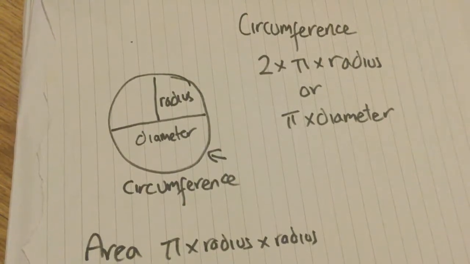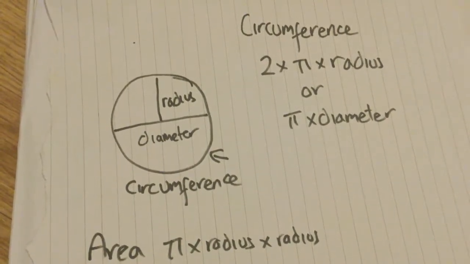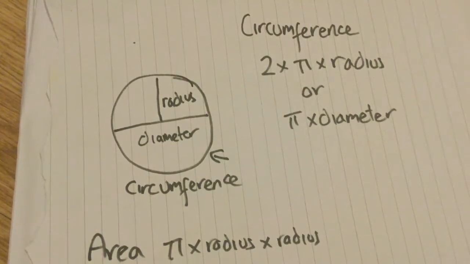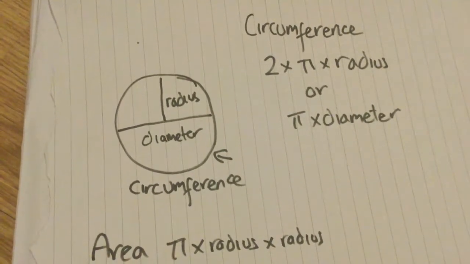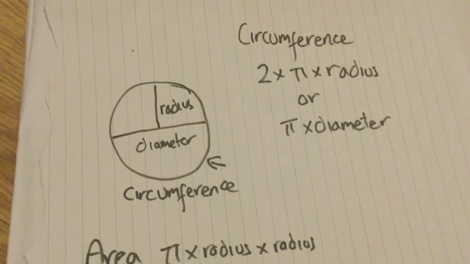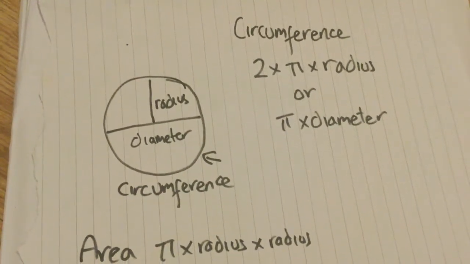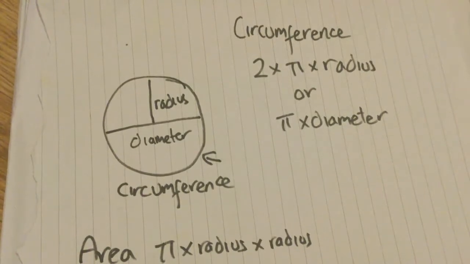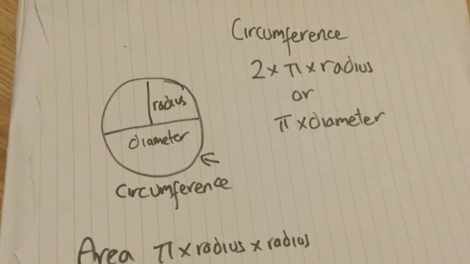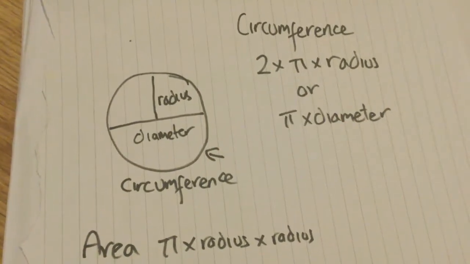In a circle, as you can see from the diagram, there are three key words you need to know. The radius, which is the line from the centre to the edge. The diameter, which is the line that goes from edge to edge, also through the centre. And the circumference, which is basically the perimeter of the circle. The formula for the circumference is either 2 times pi times radius or pi times diameter. They both do the same thing, they both are the same thing.